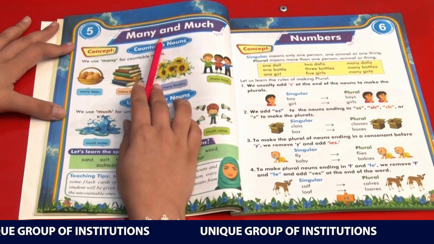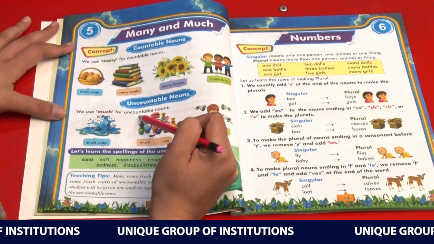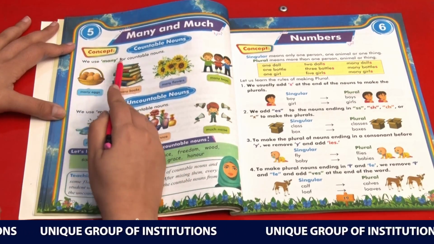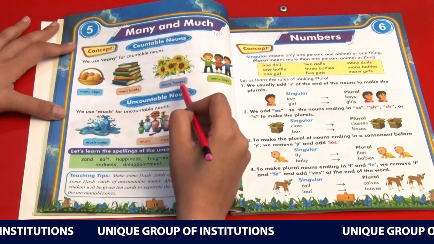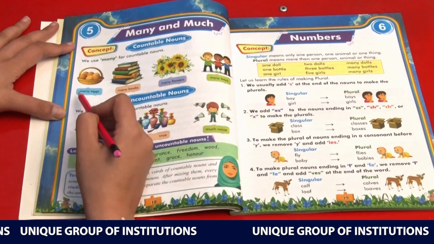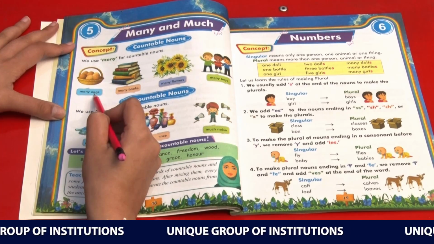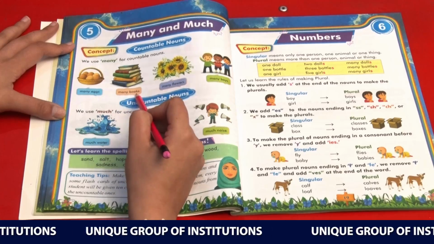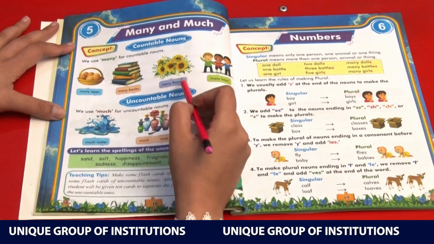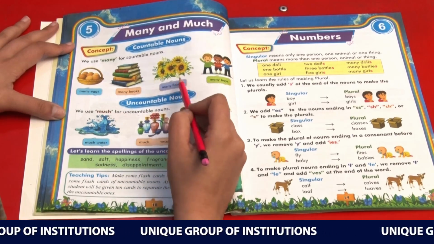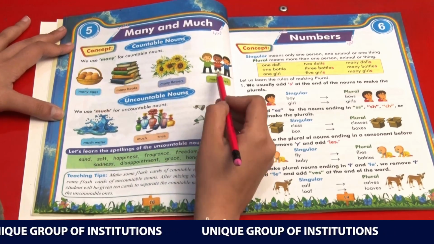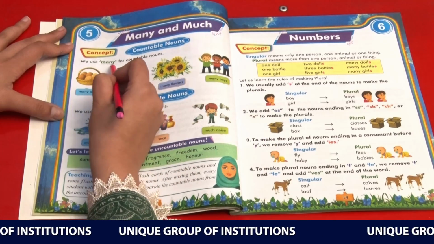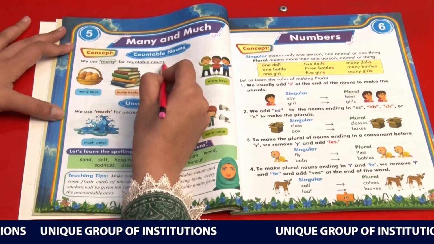It's a concept between countable and uncountable nouns. We use many for countable nouns like eggs, books, flowers, boys. We use many eggs because it's countable. We use many books because it's countable. We can use many with flowers because it's countable, and we use many boys because it's countable. So many is used with countable nouns.